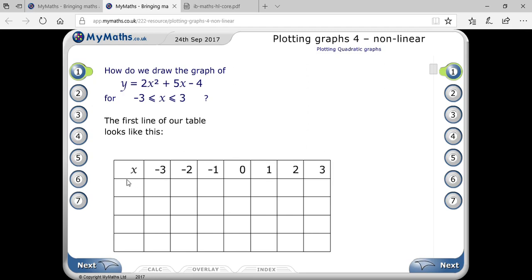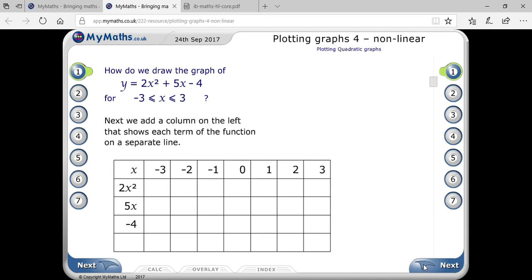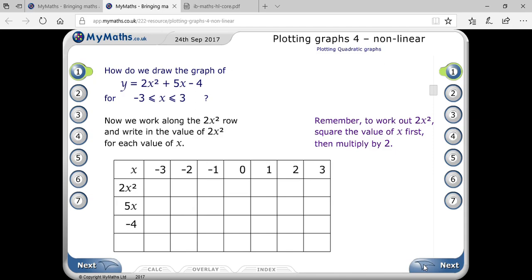So you can see x equals minus 3, minus 2, minus 1, 0, 1, 2, 3. For x equals minus 3: 3 squared is 9, 2 times 9 is 18, 18 minus 15 gives 3, minus 4, so you will get minus 1. In that way, each and every value we have to plug in.